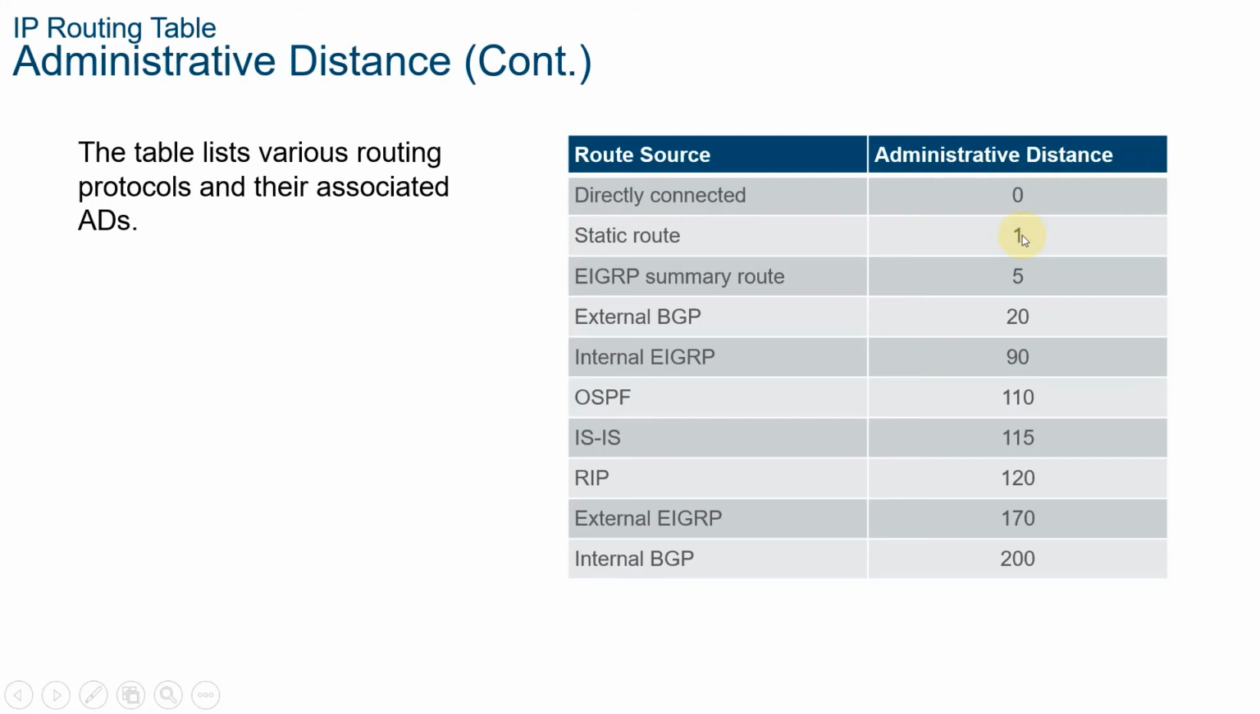OSPF has an AD of 110. Now when a router has the choice of a static and an OSPF route, the static route takes precedence. Directly connected networks have the lowest AD of 0. Only directly connected networks can have an AD of 0. This table summarizes the routing protocols and their associated administrative distance.